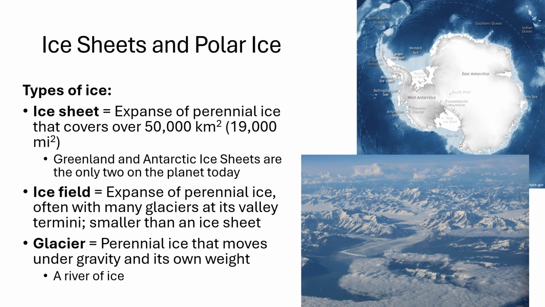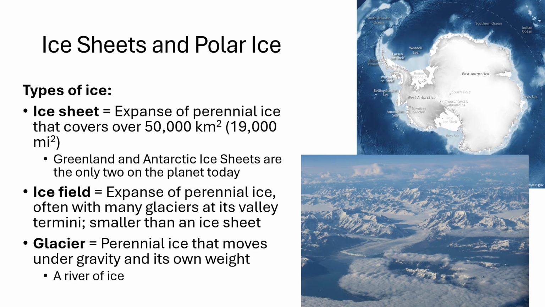There are ice fields. These are smaller, but they're still large expanses of perennial ice. So down here, I have a picture of some mountains in Alaska where we have ice fields. This is perennial ice. And all this ice that is between these mountains doesn't melt even in the summertime. This is when I took the picture during the summer, and it doesn't melt, and it's perennial ice. And they are often terminated by glaciers, or they often have glaciers that are at their margins.